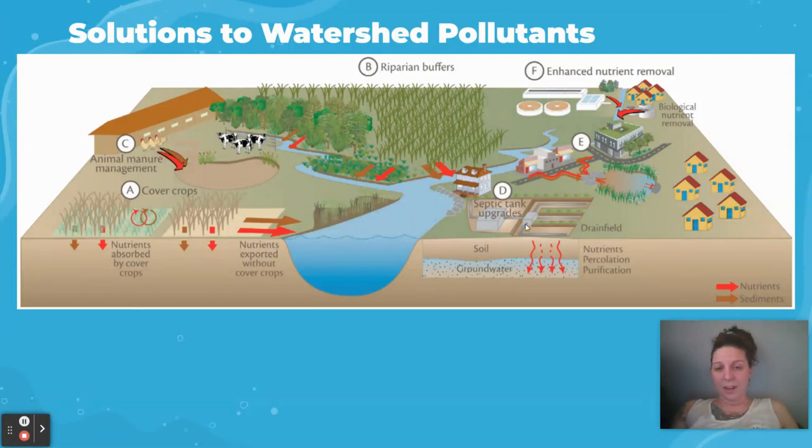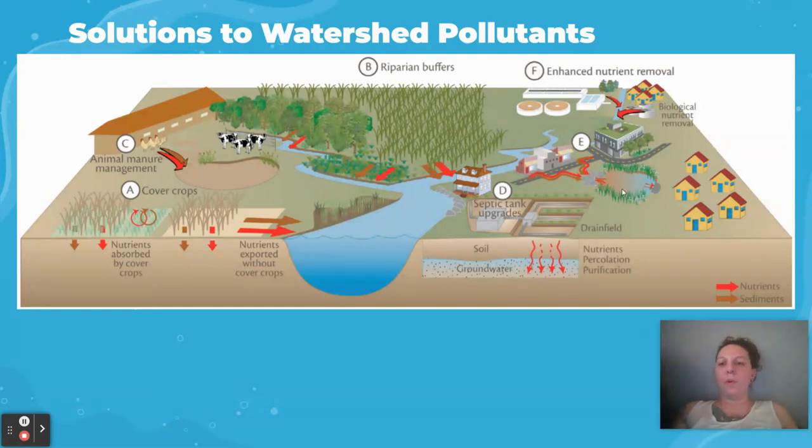And then moving over here, we've got D and F, which are both focused on human waste. We can have septic tank upgrades, where we design our drain fields to allow that water to drain a little more effectively into the soil and be filtered before it enters the groundwater. At our sewage treatment plants, a lot of plants are using biological nutrient removal. They're putting microbes into the water, which eat up the waste to prevent those nutrients from ending up in the waterways.